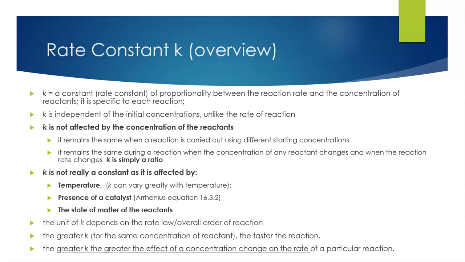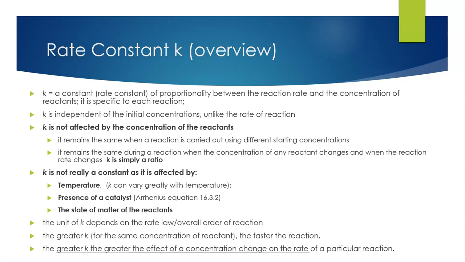So as we said, k is a constant, and it's basically a proportionality constant. It is a multiplicative factor between the reaction rate and the concentration. It is independent of the initial concentrations, so unlike the rate of reaction, which we know is fastest at that initial concentration, k is independent of the initial concentration of the reactants. So it's not affected by the concentration of the reactants. It remains the same when a reaction is carried out using different starting concentrations. So k for a reaction at a given temperature is independent of concentration.